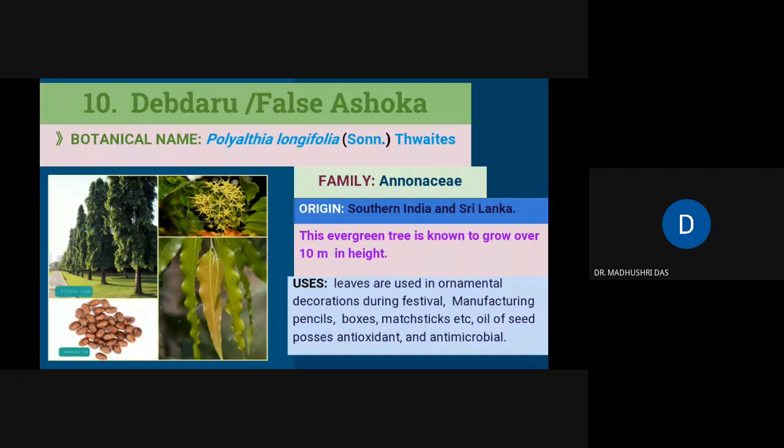10th is Polyalthia longifolia, which is commonly known as Devdaru or false Ashoka. It belongs to the family Annonaceae. It is native to southern India and Sri Lanka. This evergreen tree can grow up to a height of 10 meters. Its leaves are used in ornamental decoration during festivals in South India.